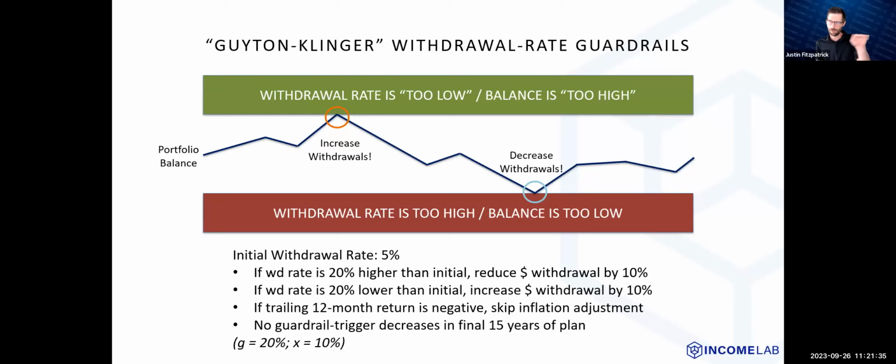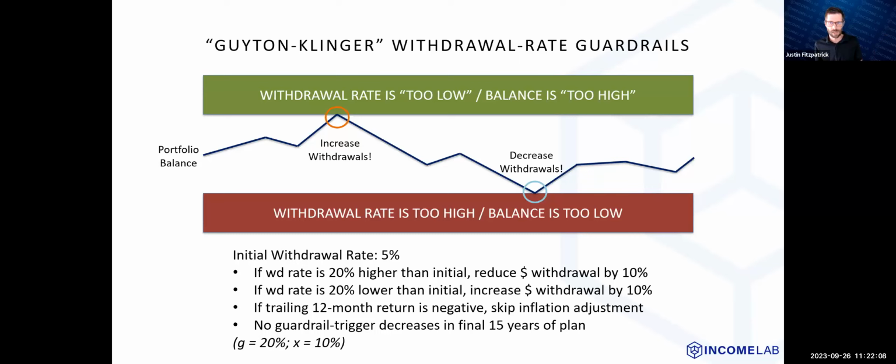So these are, again, flat plans for inflation adjusted income will stay flat, but it's saying, hey, we'll decrease our real spending. If I ever have a trailing 12-month period that's negative, I'll just skip the inflation adjustment, which has the effect of reducing my real spending. And the last thing is that there are no decreases triggered by guardrails in the final 15 years of the plan. Okay, so those are the 4 pieces of the Guyton-Klinger system.